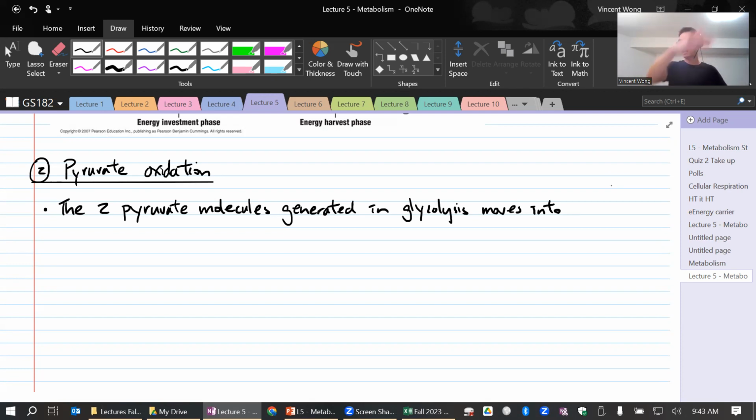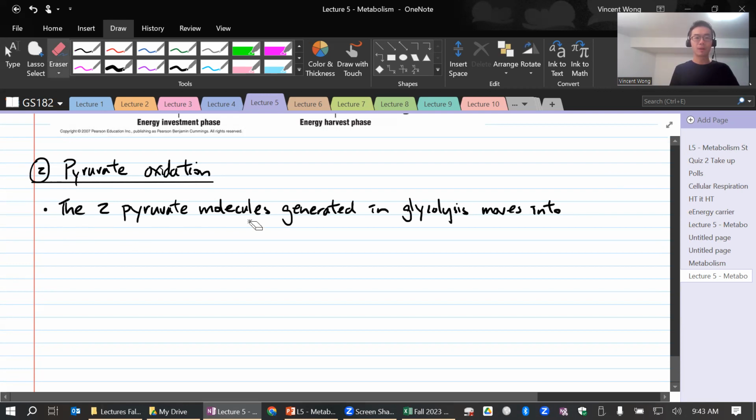Okay, cytoplasm is where the glycolysis takes place. Cristae is where the last step occurs. That's right, matrix is correct. The 2 pyruvate molecules generated in glycolysis move into the matrix of the mitochondria.